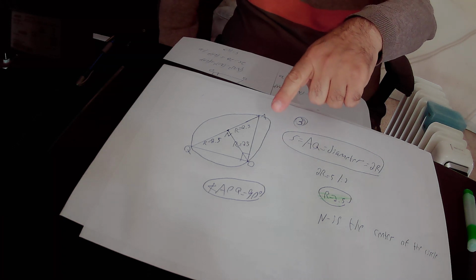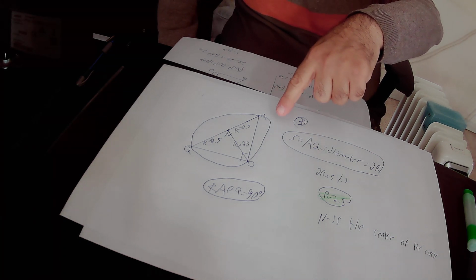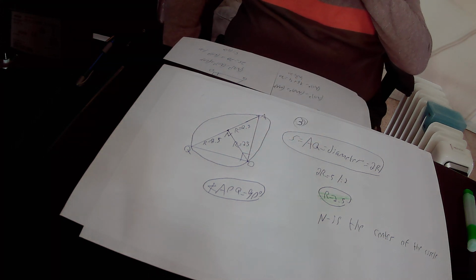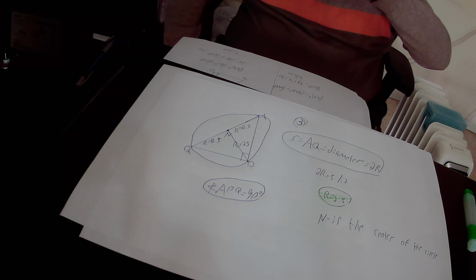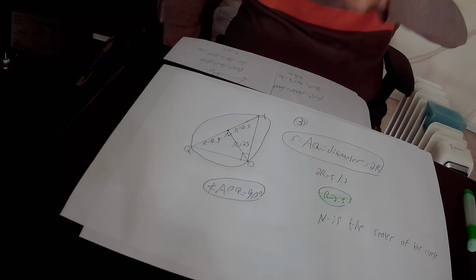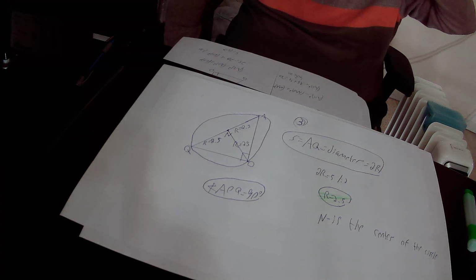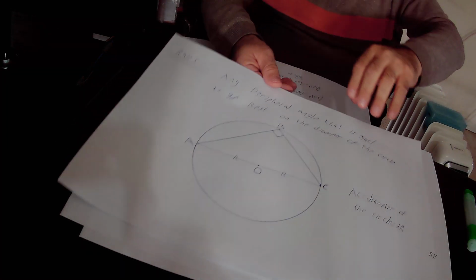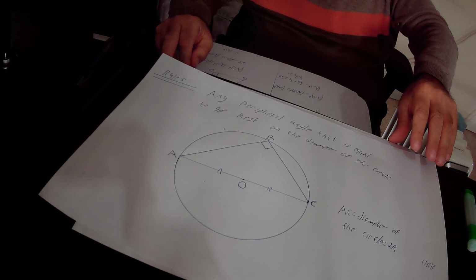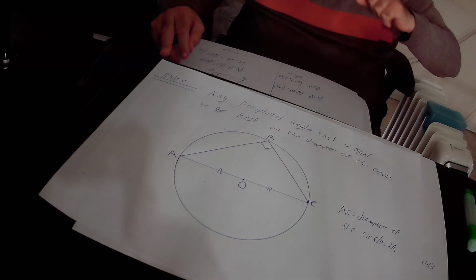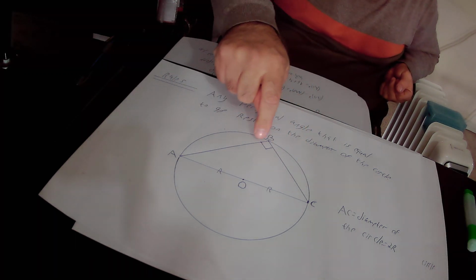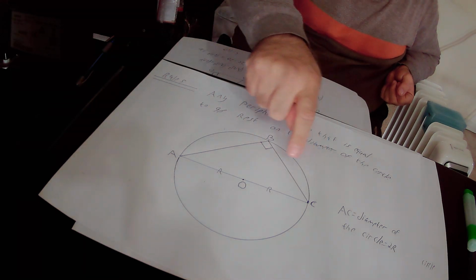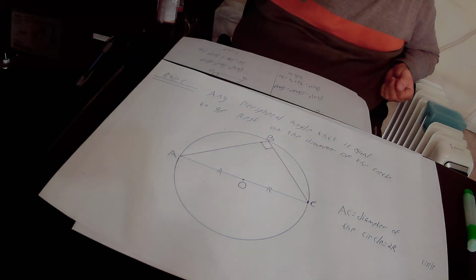Inside this circle we have peripheral angle AOQ that is equal to 90 degrees. According to rule number 5, any peripheral angle that is equal to 90 degrees must rest on the diameter of the circle. Here, peripheral angle ABC equals 90 degrees, therefore it rests on the diameter of the circle. So AC is the diameter of the circle.